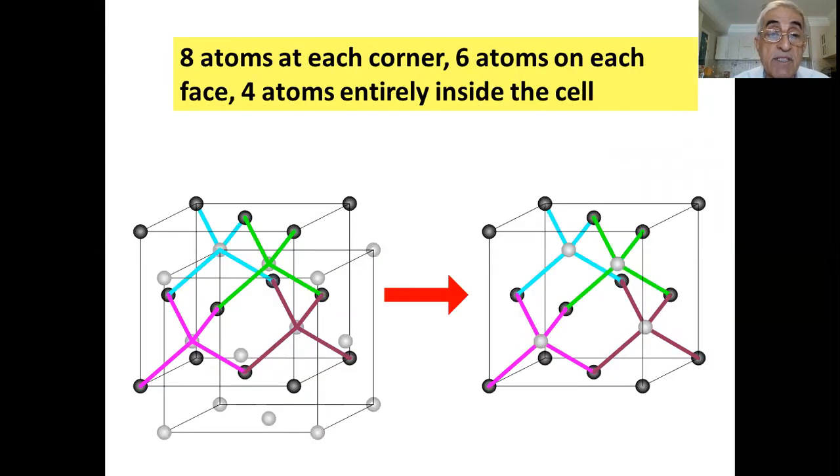Here, it can be seen that there are 8 atoms at each corner, 6 atoms on each face, and 4 atoms entirely inside the cell. So 8 atoms at each corner, 6 atoms on each face, 4 atoms entirely inside the cell.